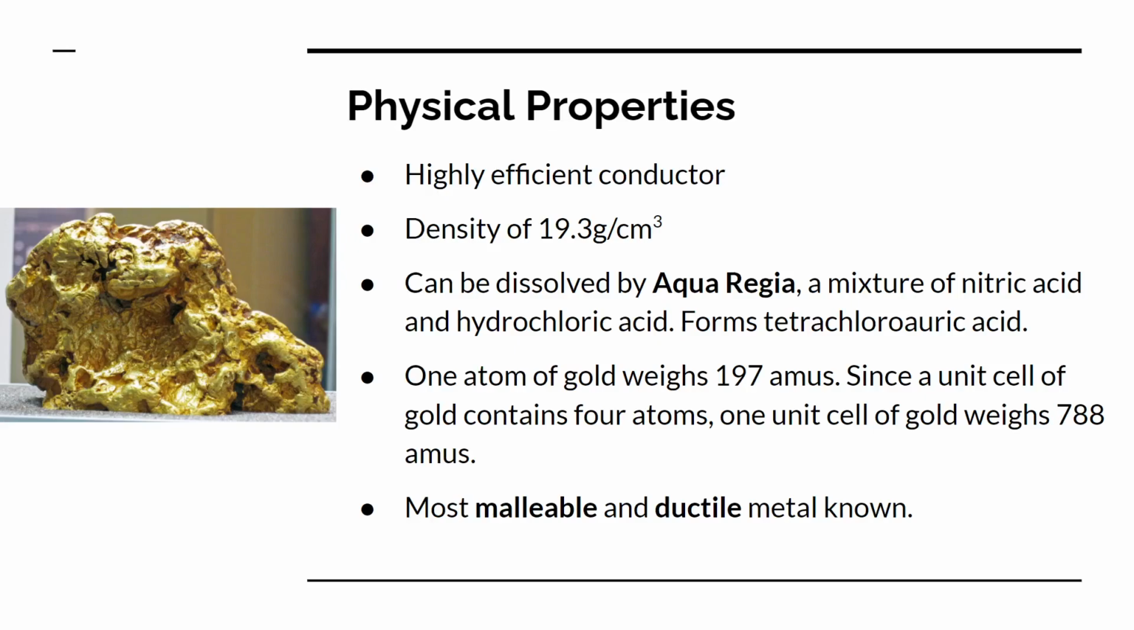Now, going over the physical properties of gold, another reason why we care about gold is that it's a highly efficient conductor of electricity and heat. And we'll talk more about that later. Now, the density of gold is about 19 grams per cubic centimeter, and it can only be dissolved by something called aqua regia, which is a mixture of nitric acid and hydrochloric acid. This forms something called tetrachloroauric acid, which you might need to know for this competition.